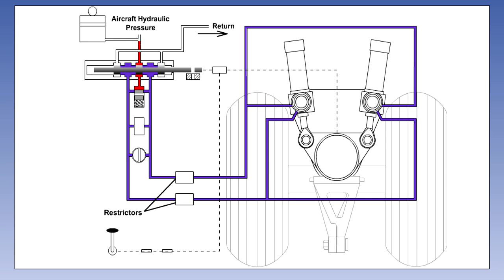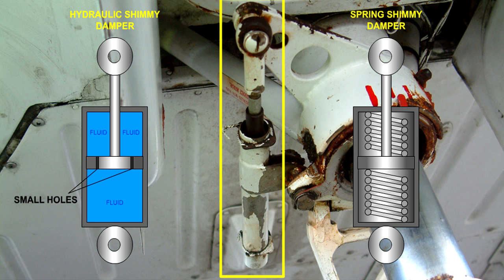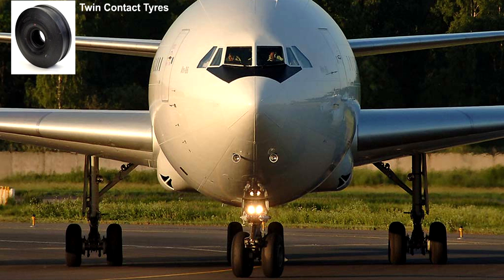As previously mentioned, hydraulic damping, in the form of restrictors, can be provided across the steering jack pistons or piston. A hydraulic or spring shimmy damper can be attached between the upper and lower oleopneumatic strut cylinders. Many larger aircraft use double nose wheels to help reduce shimmy, while twin contact tyres have been found to be effective in minimizing tailwheel shimmy.